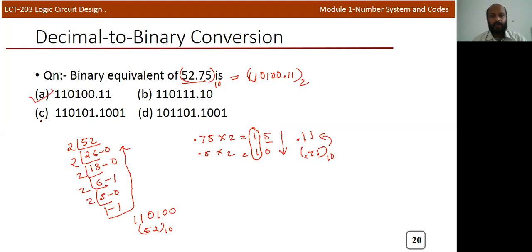Okay. Now we can verify the result also, whether you are getting the correct answer. So here it is 1, 2, 4, 8, 16, 32. Okay. So 16 plus 32, 48, 48 plus 4, 52 you are getting. Here it is 0.5 and 0.25. That's the weights. So 0.5 plus 0.25 will get 0.75. So in this way also we can verify the result.